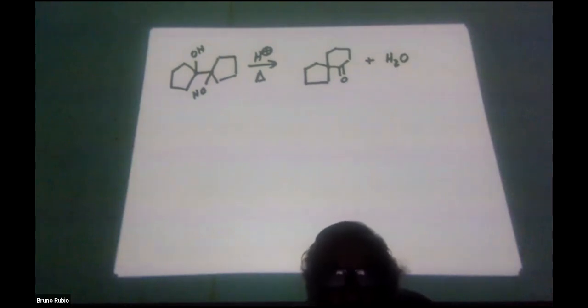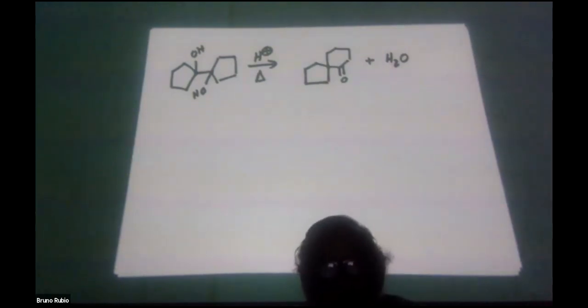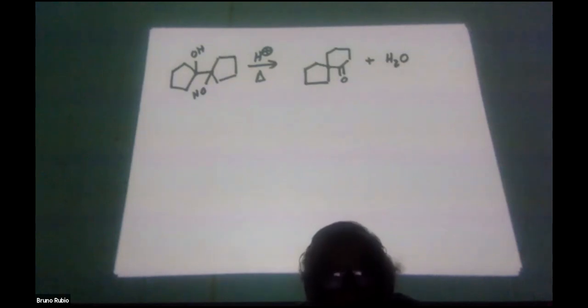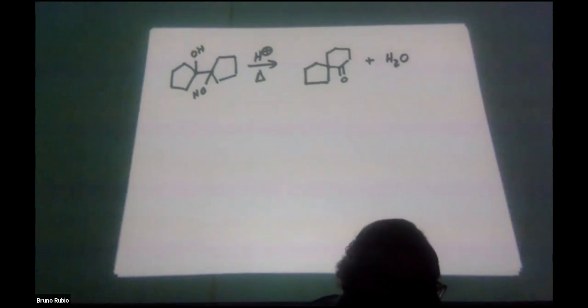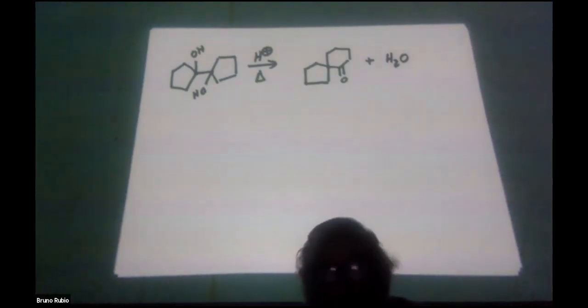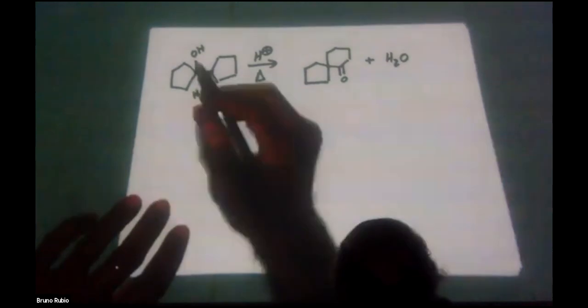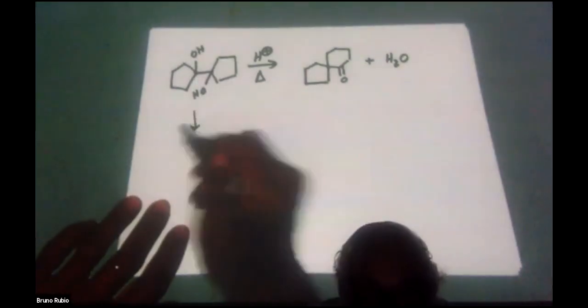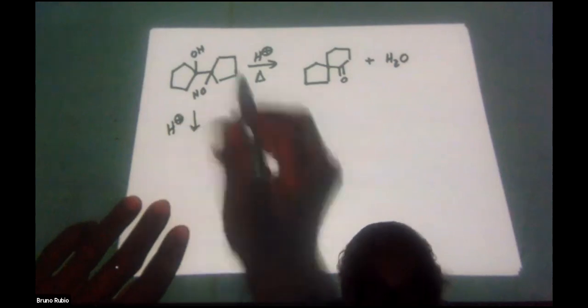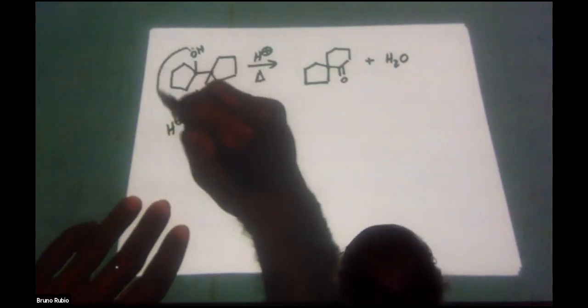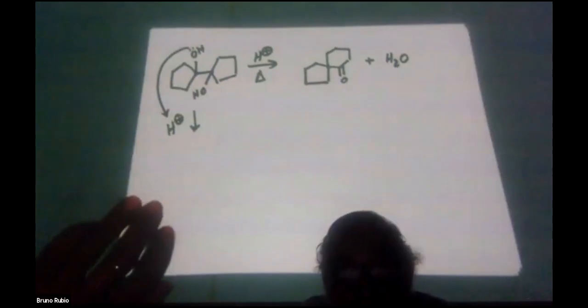Did you get that? Okay, so now let's write out the mechanism. Once again, the pinacol is symmetrical. It doesn't matter which OH group gets the proton at the beginning, because the molecule is symmetrical. So first step is going to be protonation of an OH group. I'm going to protonate that one.